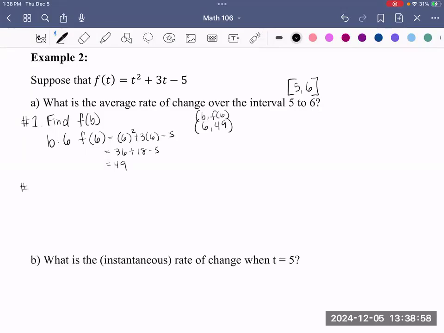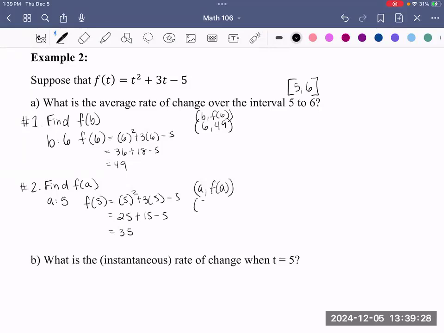Now we need to do the same, but now let's find f of a, where a is the smaller of the two values. In our case, it's 5. So now we're looking at 5 squared plus 3 times 5 minus 5. So we got 25 plus 15 minus 5, which is equal to 35. So now we have a and f of a, which is 5 and 35.